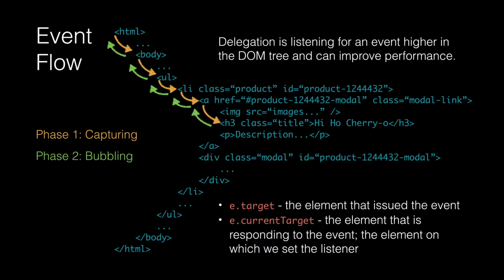So in the situation above here, if we put the listener on the A tag, but we actually clicked on the H3, the H3 is what would be returned by e.target, and the A tag is what would be returned by e.currentTarget.